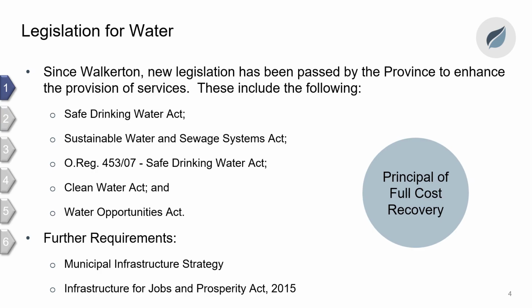In addition to those specific pieces of legislation, there's municipal infrastructure strategies and the Infrastructure for Jobs and Prosperity Act, which requires municipalities to undertake asset management planning and provide a financial strategy for how they're going to replace the existing assets that they have. And so as part of this rate study, what we're really doing is looking at all the expenditures and the anticipated revenues required to pay for those expenditures to ensure that we're providing for full cost recovery of the assets and ensuring that we're properly planning for asset management.